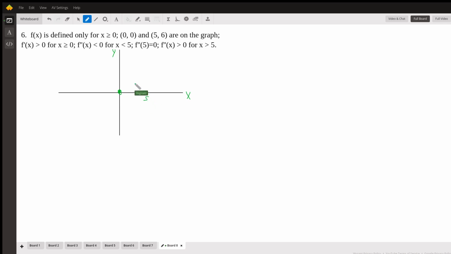And we know that 5, 6 is also a point. All right, so we got 5, 6. Put a point here. So we're increasing, right, when x is greater than 0. And when we're less than 5, so pretty much this region, we're going to be concave down. So increasing and concave down is going to look like this. Oops, let me make that a little neater.